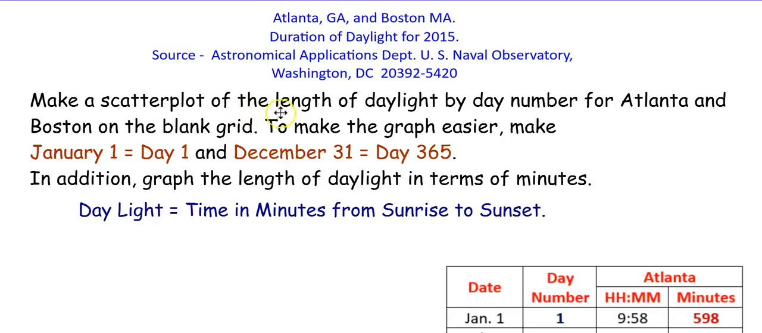Make a scatter plot of the length of daylight by day number for Atlanta and Boston in a blank grid. To make the graph easier, we call January 1 day 1, all the way up to December 31st, which is day 365. The daylight is the time in minutes from sunrise to sunset. What is the total number of minutes that we have to put on this scatter plot?